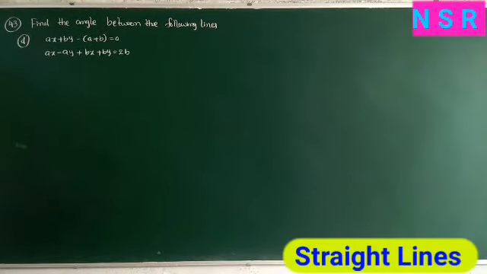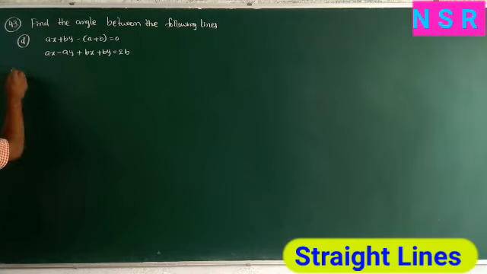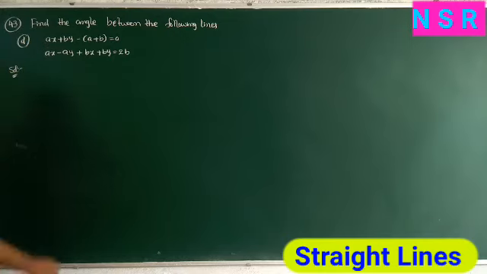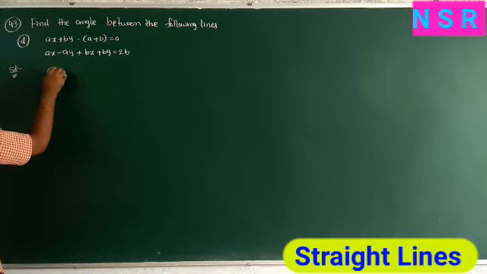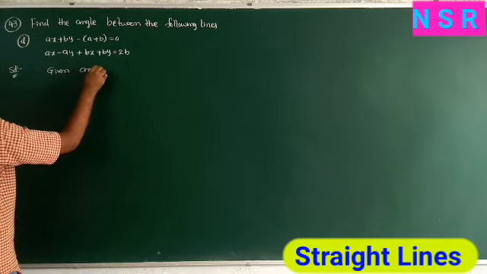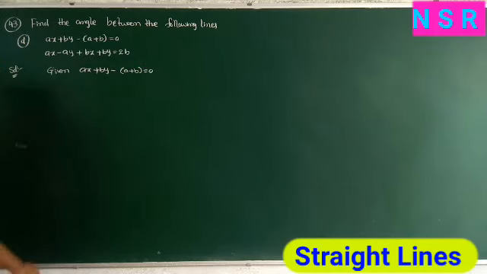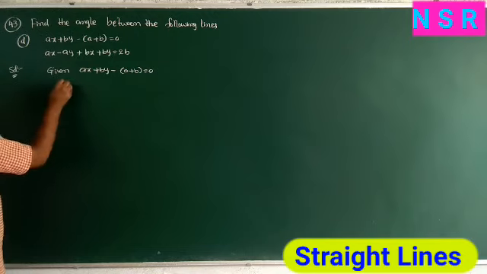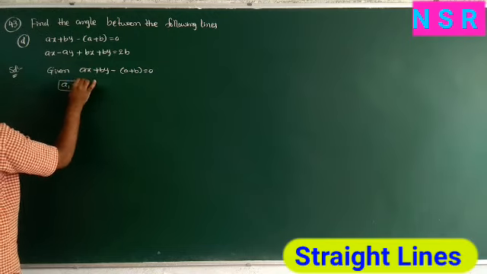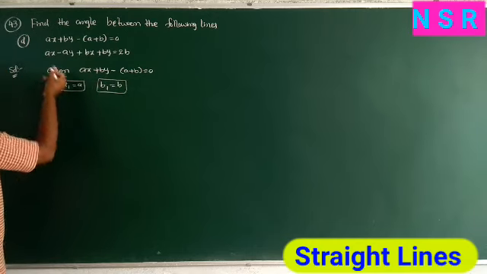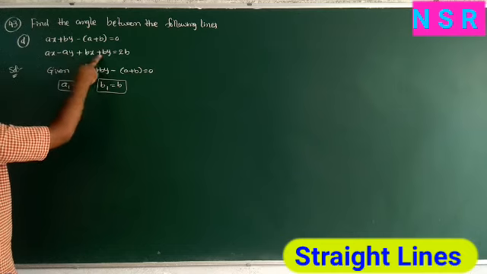So, next is question number D. In 43 we have A, B, C and D parts. So I will explain D. Here the D question also gives 2 lines in constants: Ax plus By minus of A plus B equal to 0. This equation we compare with A1x plus B1y plus C1. Now here A1 equal to A, B1 equal to B.